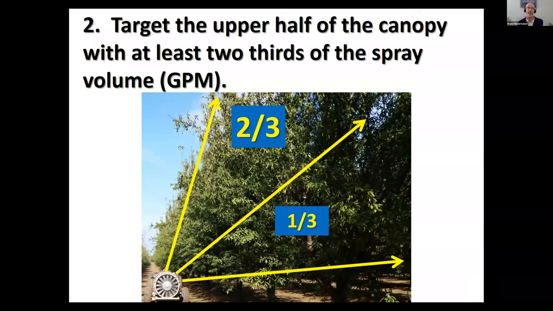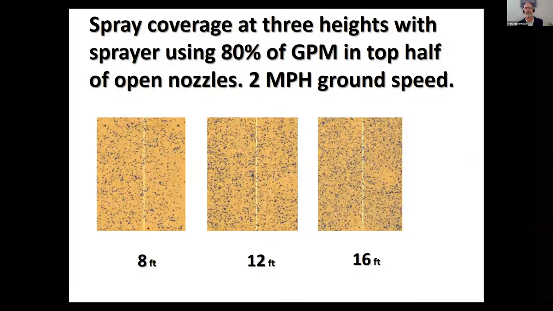In my experience, you almost always overcover low in the canopy because you're getting some spray directly directed there through the nozzles, and you're going to get a bunch of raining out. That's coverage you get at 8, 12, and 15, what you can get at those heights with 80% of the spray coming out of the top half of the nozzles at 2 miles an hour at hull split. Aim high to get the best results.